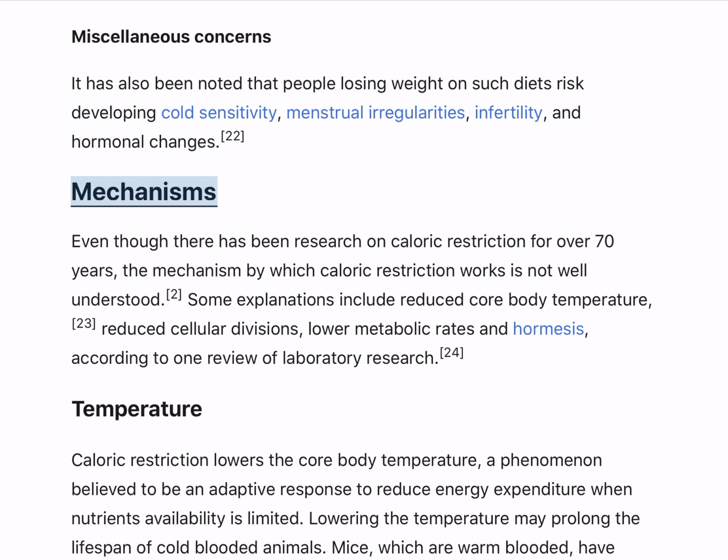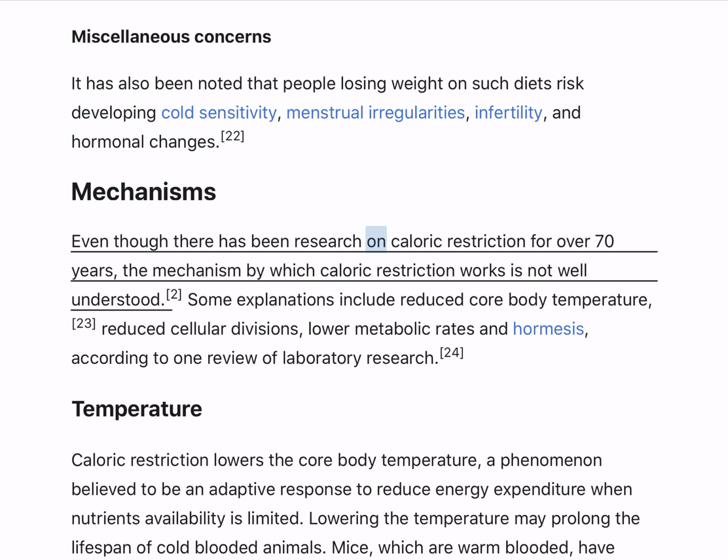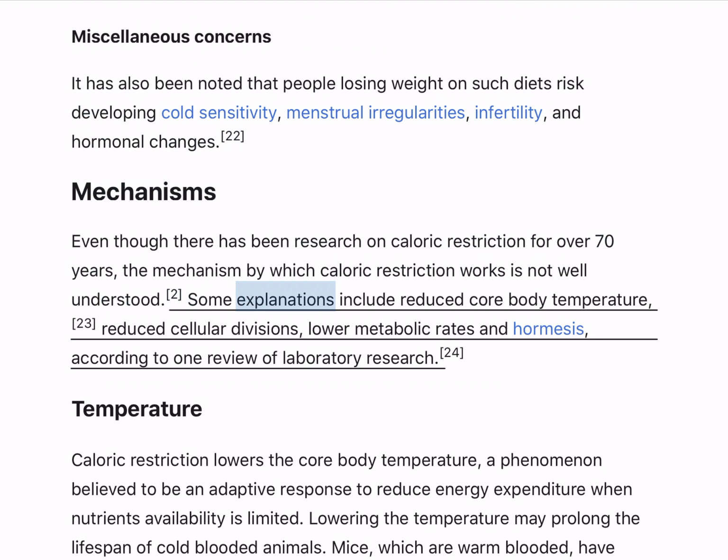Mechanisms. Even though there has been research on caloric restriction for over 70 years, the mechanism by which caloric restriction works is not well understood. Some explanations include reduced core body temperature, reduced cellular divisions, lower metabolic rates, and hormesis, according to one review of laboratory research.